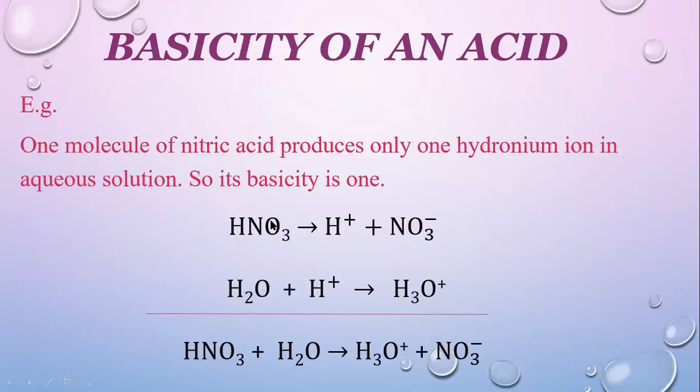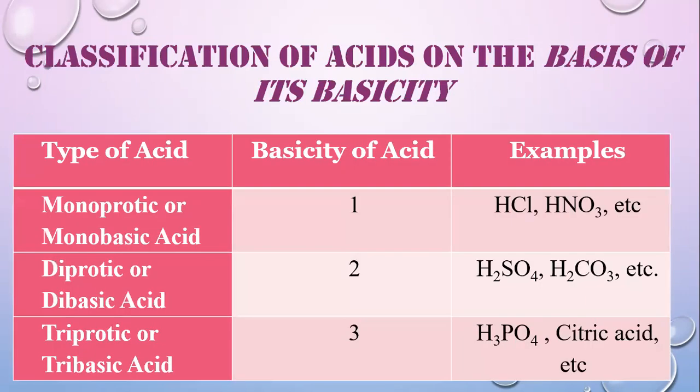Now let's take this example. Here we have nitric acid. We have one molecule of nitric acid. This one molecule of nitric acid in its aqueous solution dissociates to give us one hydrogen ion. So its basicity is 1. If you take the example of sulfuric acid, one molecule of sulfuric acid will dissociate to give us 2 hydrogen ions. So its basicity is 2.